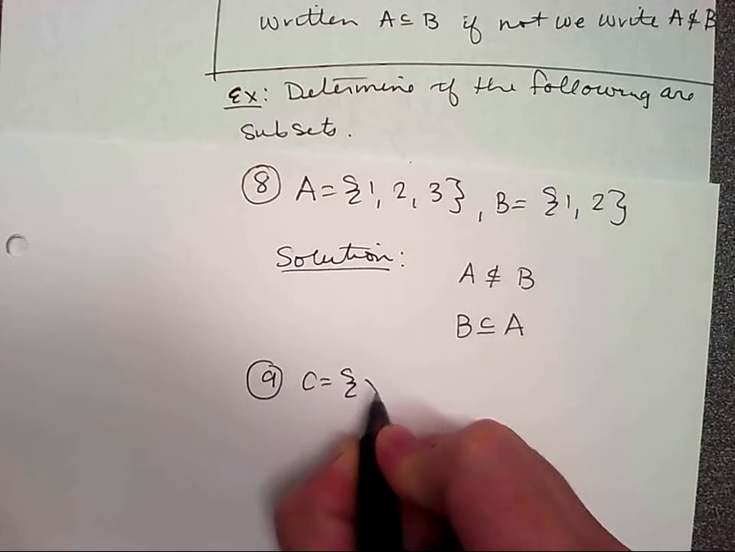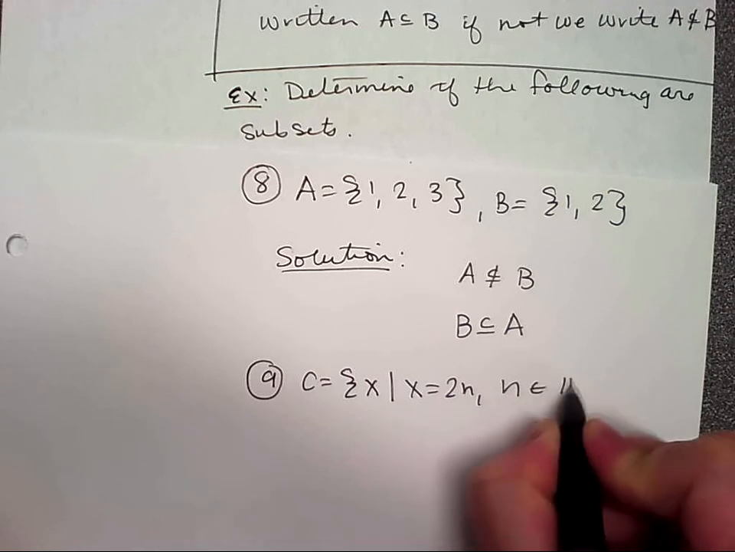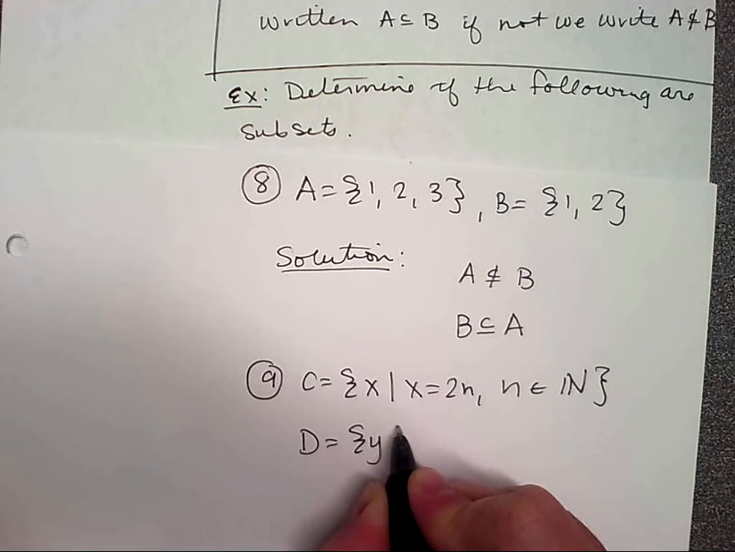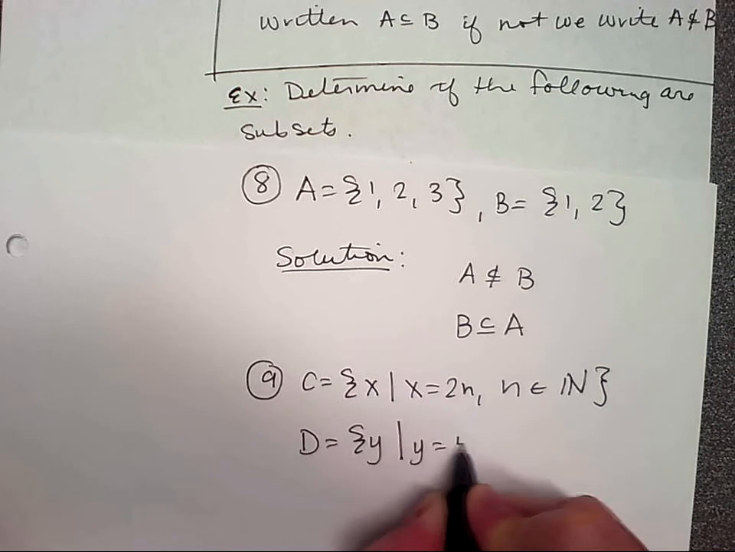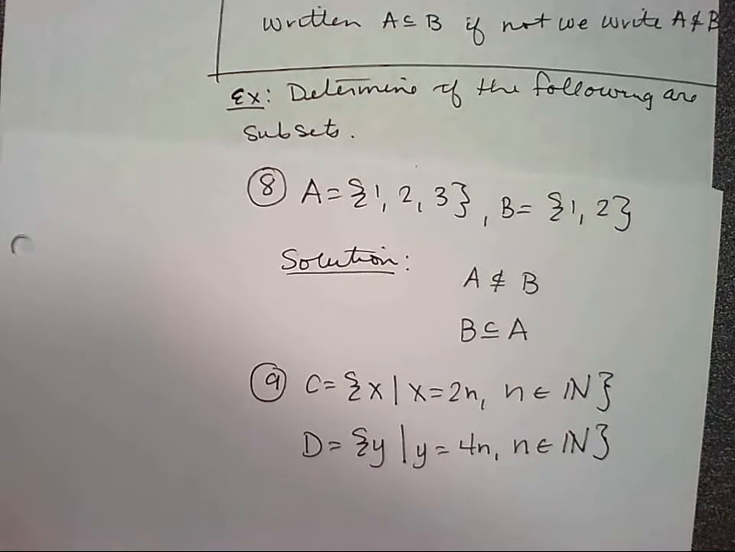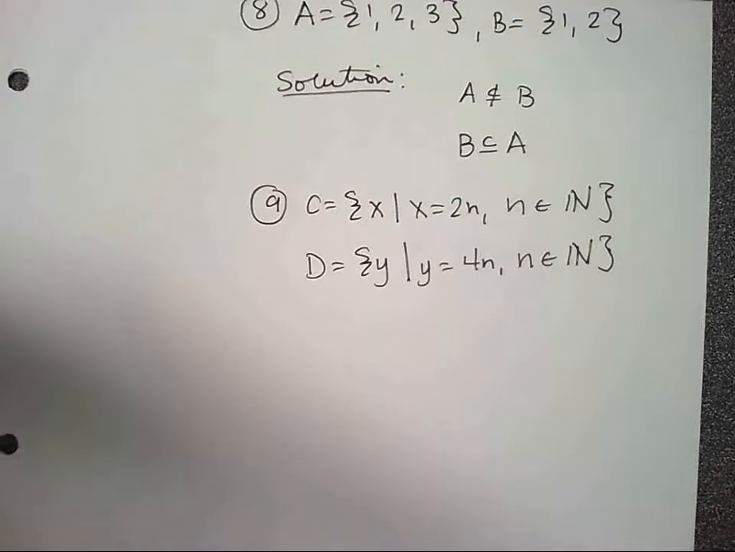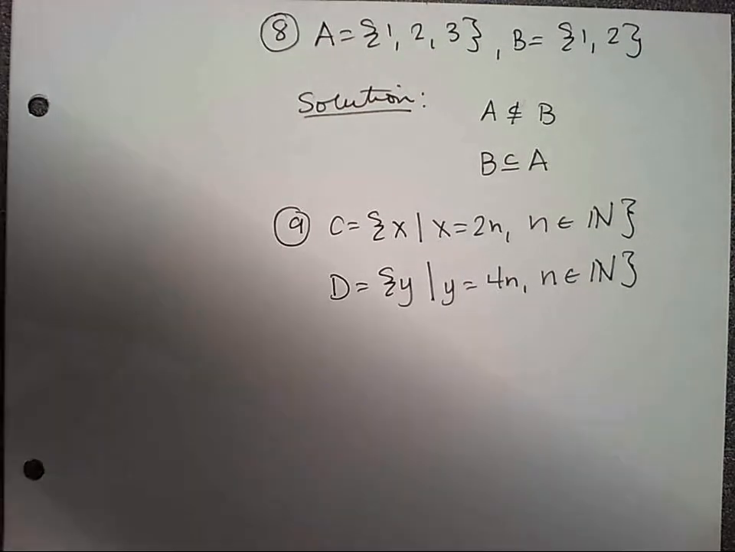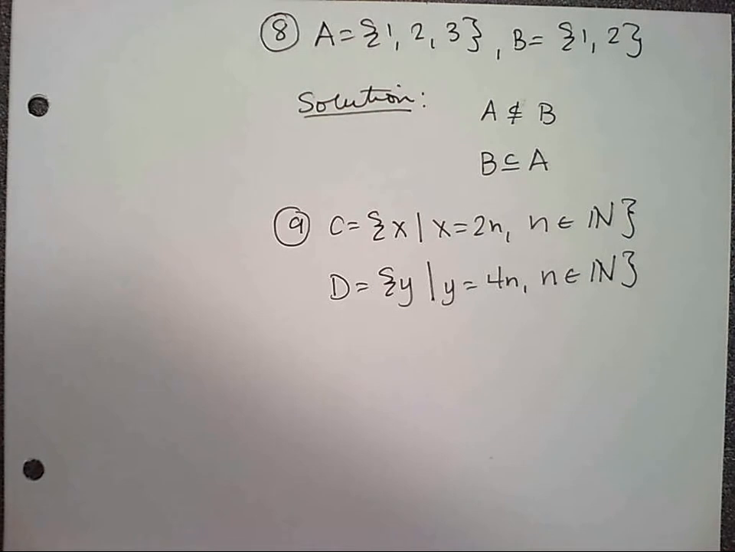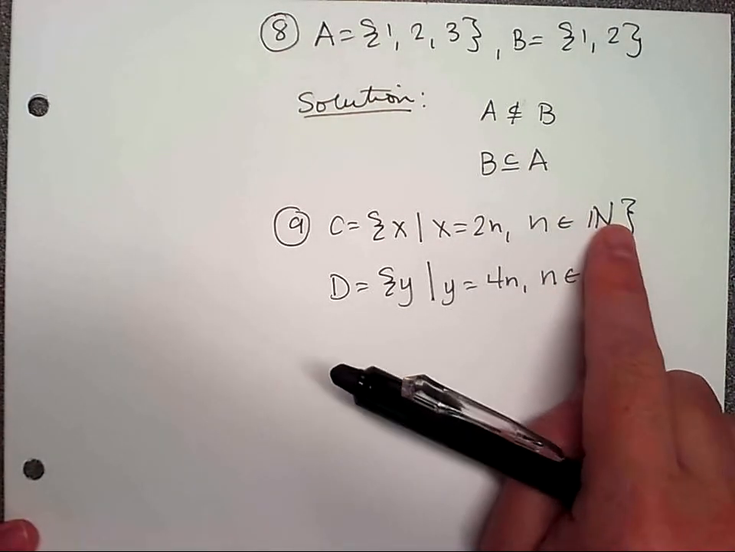C equals {x such that x equals 2n, where n is in fancy N}. Oh gosh, what does that mean? D is the set {y such that y equals 4n with n in fancy N}. Oh gosh, is one of these a subset of the other? Well, we need to go back and make sure we know the set notation, right? What are these sets? So Meadow says these are the natural numbers. This fancy N is the natural numbers.